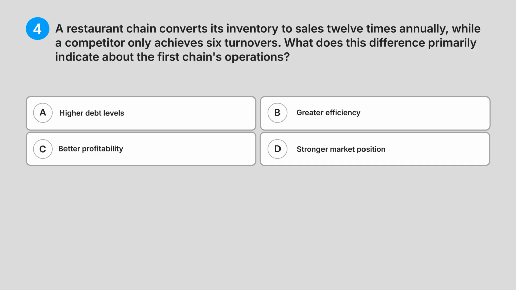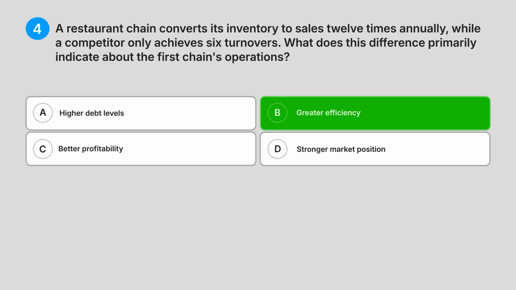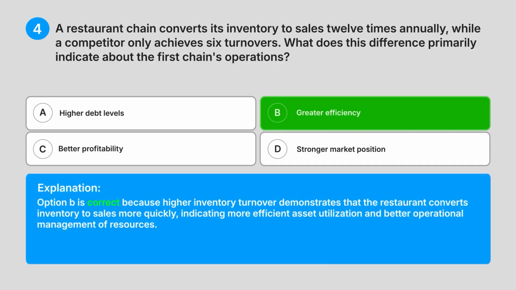Correct answer, B. Greater efficiency. Explanation: option B is correct, because higher inventory turnover demonstrates that the restaurant converts inventory to sales more quickly, indicating more efficient asset utilization and better operational management of resources.